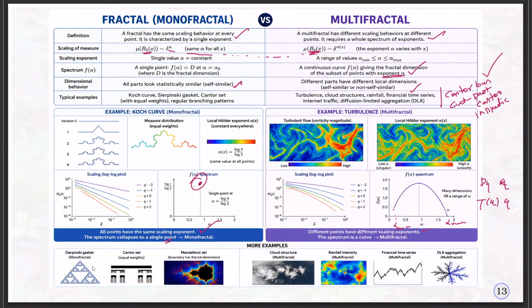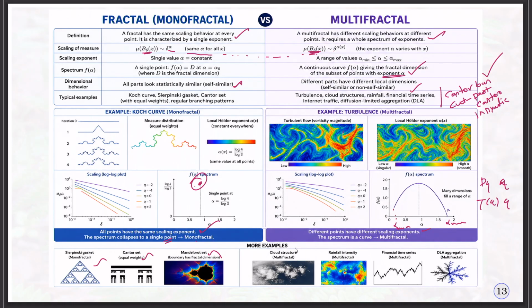Here the typical examples are the Sierpinski triangle, Cantor set, Mandelbrot sets. Here with equal weights, even in unequal ratios also, we will get the same thing. Only when we introduce the density here, we will get the multifractal spectrum in the Cantor set and the Sierpinski triangle, and this boundary has a fractal dimension here.